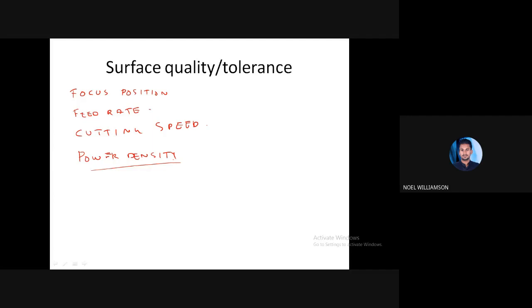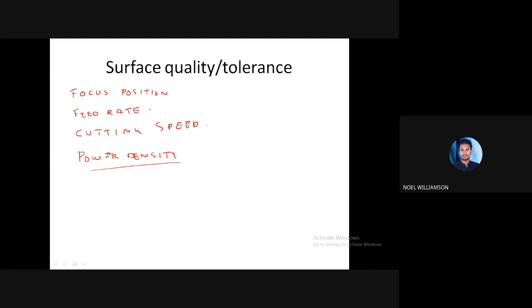So these are the main things. First one regarding the focus position. Second is the feed rate. By increasing the feed rate, that will increase the surface roughness or it will decrease the surface quality. Then regarding the cutting speed, as the cutting speed increases, the quality also increases or the surface roughness will decrease. And finally, the power density. By increasing the power density, it will increase the roughness or it will decrease the quality.